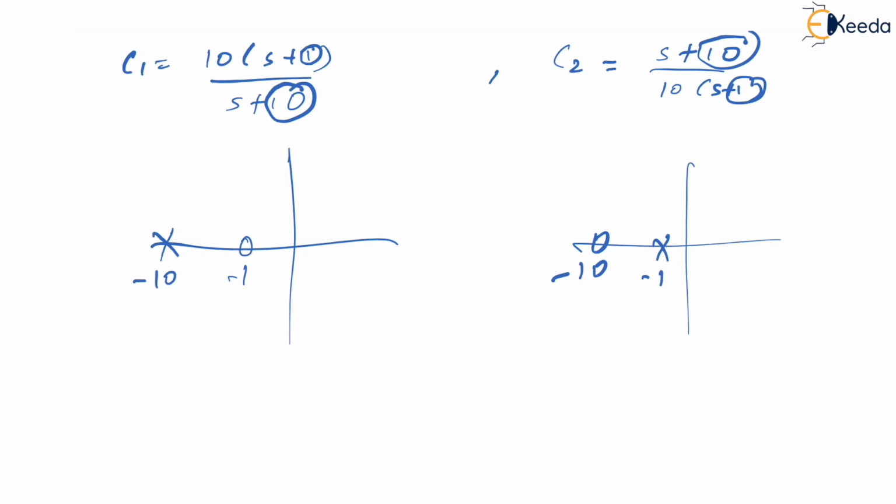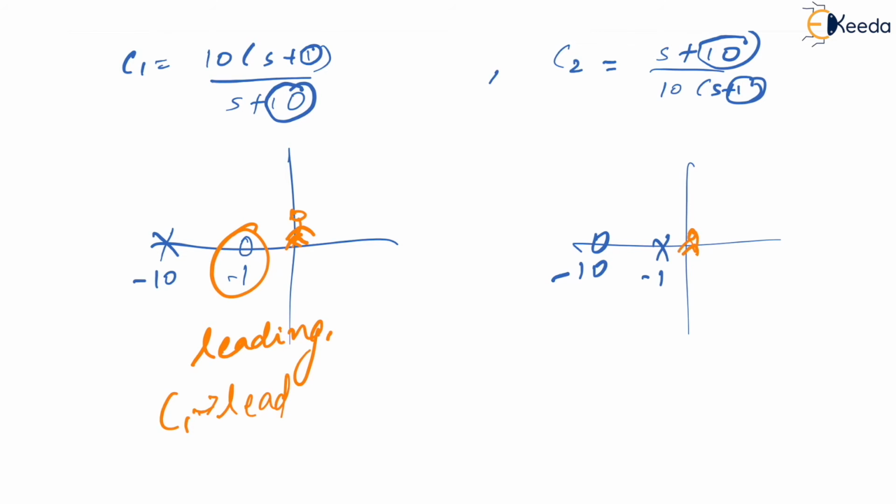Now see, if I am standing here, what do I see first? I see a zero first, which means this is leading, which means this is a lead compensator. C1 is a lead compensator, right? Now, next is what?